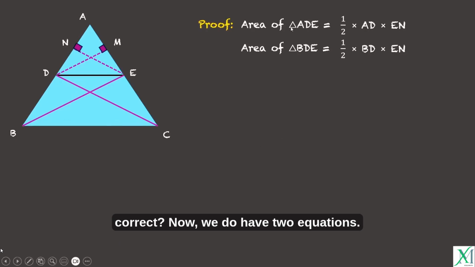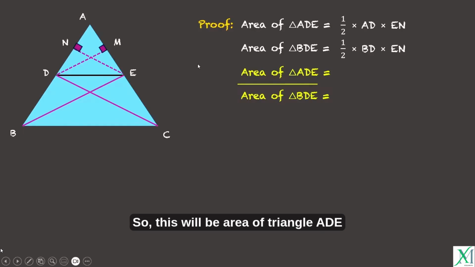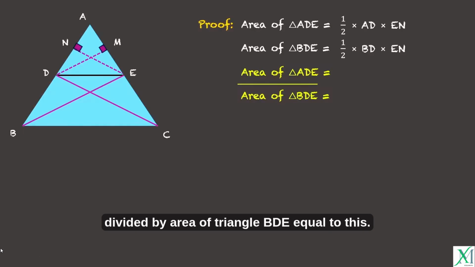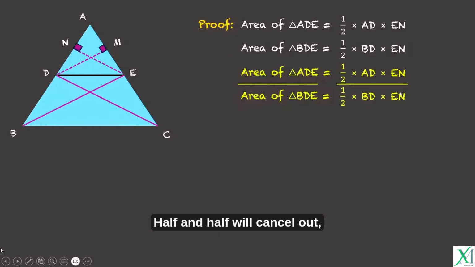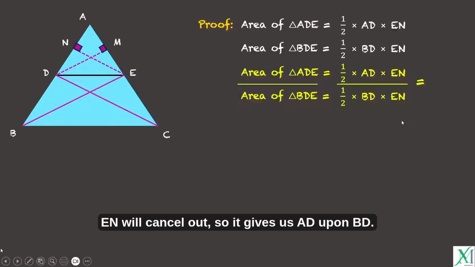Now, we do have two equations. We are going to divide them. So this will be area of triangle ADE divided by area of triangle BDE equal to this. Half and half will cancel out, EN will cancel out, so it gives us AD upon BD.